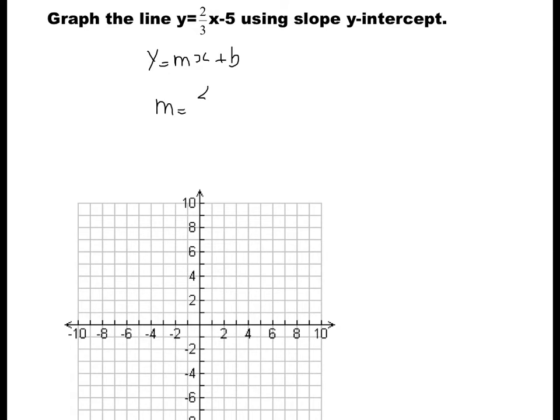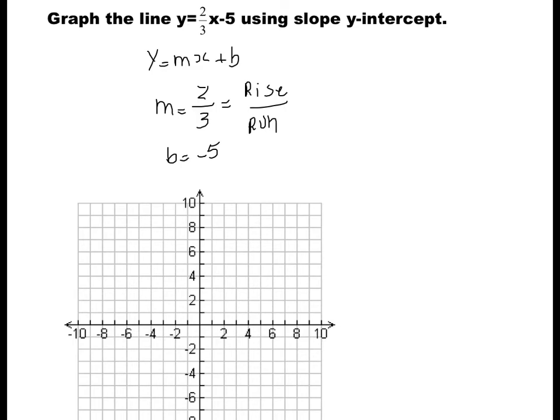2 over 3, which by definition is rise over run. And the y-intercept b is equal to -5.